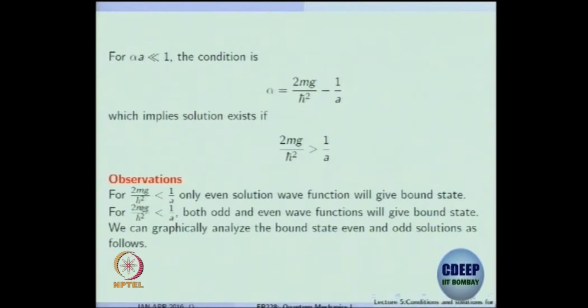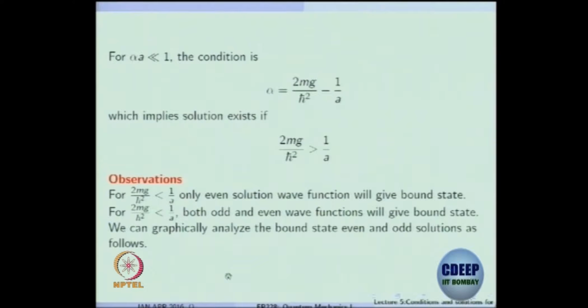2 mg by h cross squared, suppose is less than 1 by A. Even solutions will anyway exist, but odd solutions will not be there. So, this should be greater, the second line should be greater than 1 by A, which is this condition. Then both odd and even functions will give bound states. Please correct this, I will also correct it when I put the file. So, this second one should be greater, then both odd and even functions will give bound states.